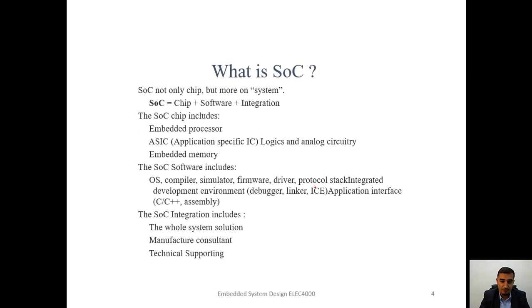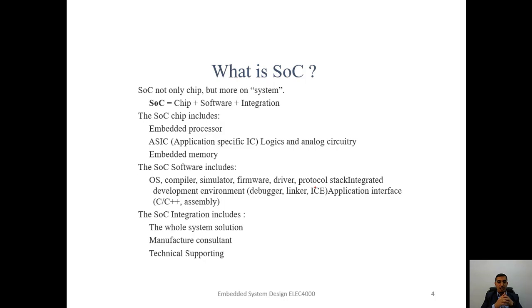So what is a system on chip? We cannot call it a system on chip unless you have the chip, the software, and the integration. To have a system on chip, you need the hardware, you need the software that is running each part of the hardware, and you need to integrate everything together so that they can work all at the same time. It's not just the hardware, it's not just the software, it's the hardware plus the software plus integrating everything together.